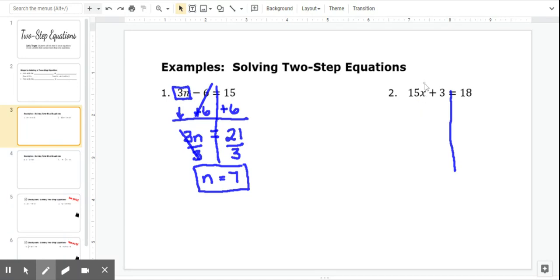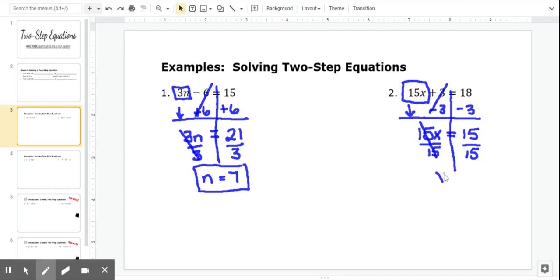Find your variable, box it off for later. Outside the box, I see a plus 3. To undo that addition, I'm going to subtract 3. Bring down that 15x equals, and on this side, 18 minus 3 just gives me 15. This says 15 times x, so the opposite of that is to divide. So I'm going to divide both sides by 15. That'll make these cancel, and I'll get x is equal to 1.